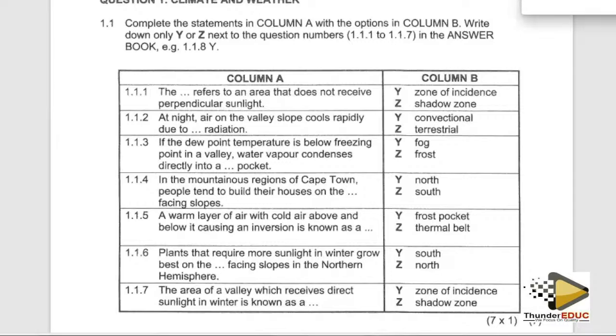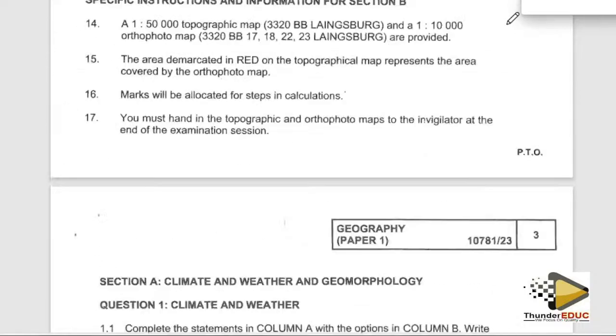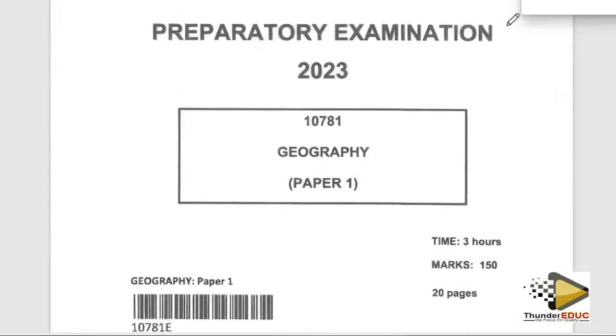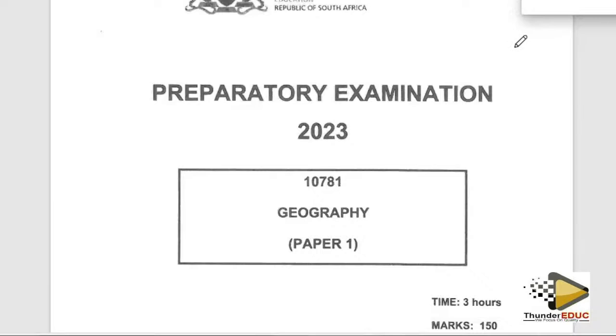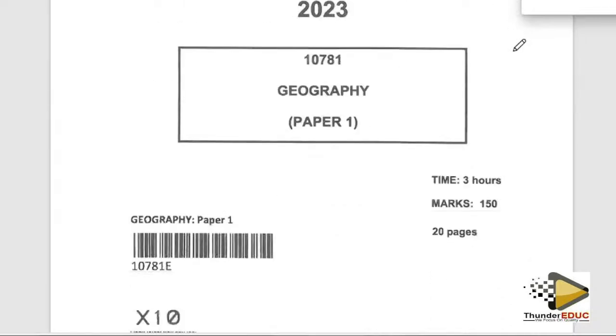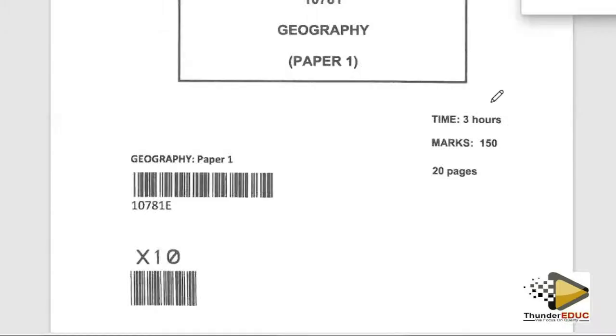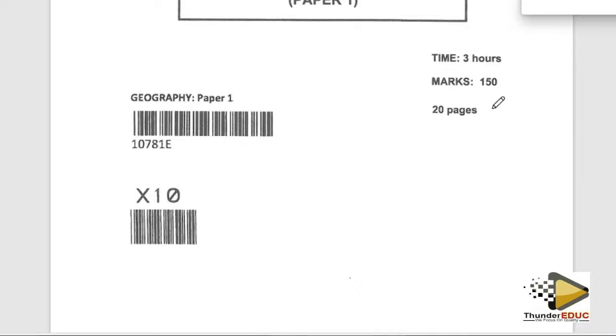Looking at the following questions. This is the preparatory exam for Gauteng Province 2023, Geography Paper 1, 3 hours. That's Paper 1, 150 marks maximum, for 3 hours.